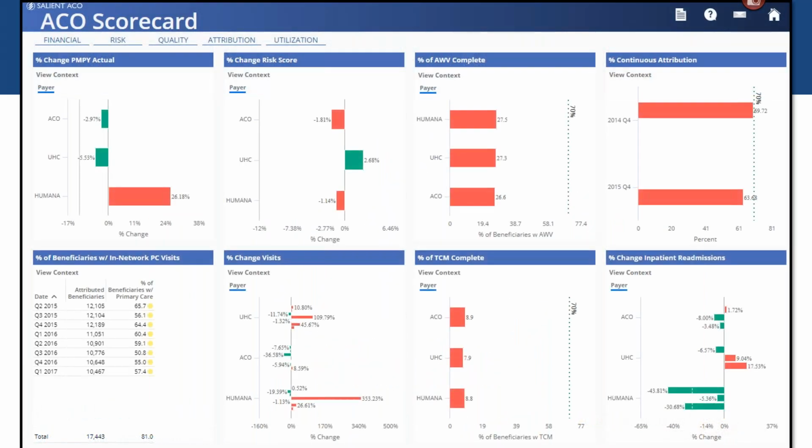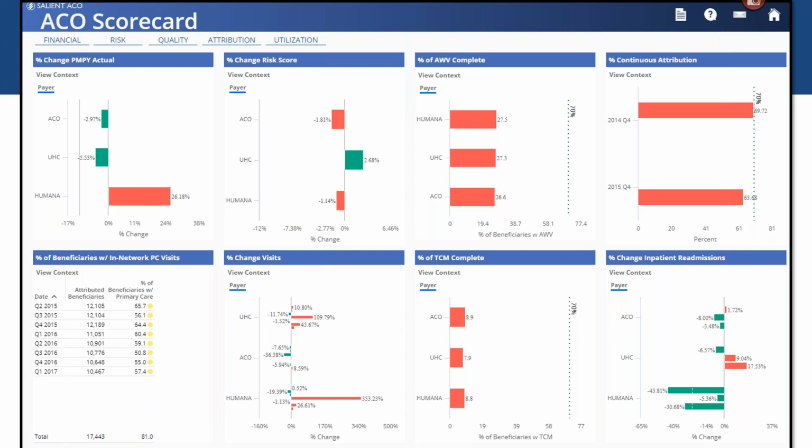What I'm showing here is our ACO scorecard in the Salient Healthcare dashboards. You get 8 widgets that cover several different important key performance indicators. So think of this as your ACO's report card. Now, let's say you have a son or a daughter in school and you want to see them do better each quarter or each semester. ACOs work a lot in the same way.